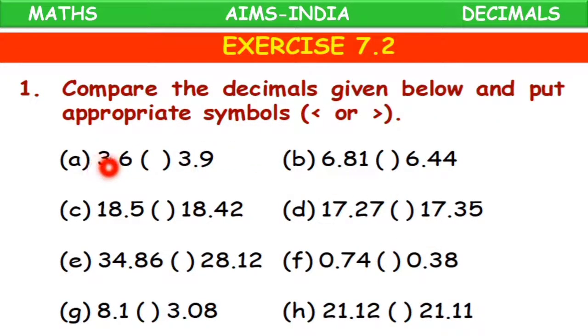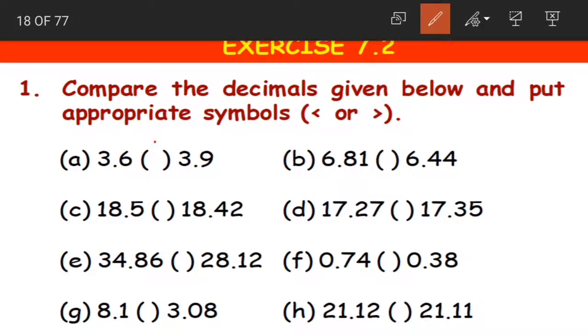Now we are having a little exercise where we have to compare the given decimals and put the appropriate symbol, that is either greater than or less than. If you look at question A, 3.6 and 3.9. Both are having 3 as the whole number part. If we compare the decimal parts, 6 is less than 9. So 3.6 is less than 3.9.